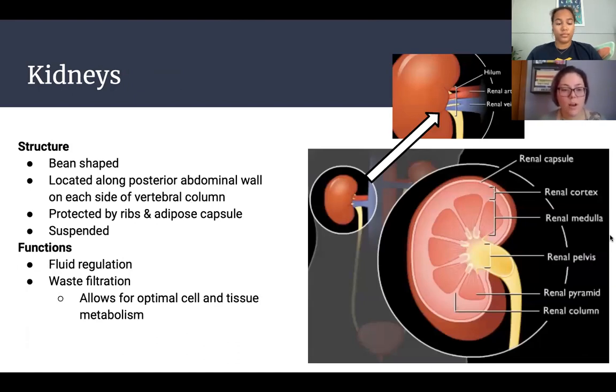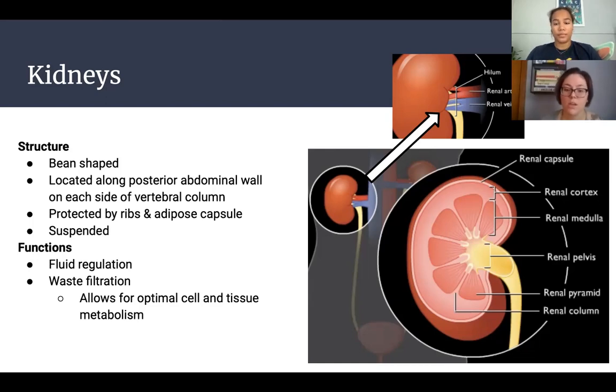So first, our kidneys. If you think of a kidney bean, they're structured sort of like that. They are located along our posterior abdominal wall on each side of the vertebral column. They're protected by our ribs and adipose capsule, and they are suspended. The functions include fluid regulation and waste filtration.